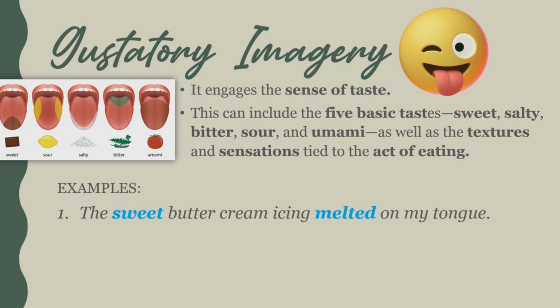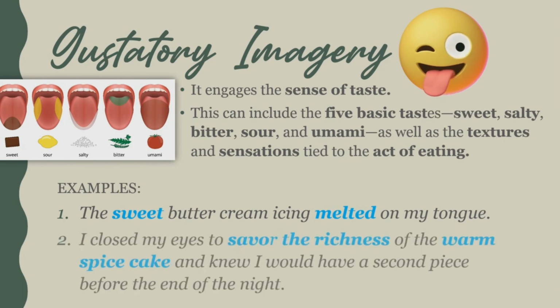Examples. Number 1. The sweet buttercream icing melted on my tongue. In this sentence, sweet describes how the icing tastes, while melted describes the sensation while eating. That is simple, right? How about the next example? I closed my eyes to savor the richness of the warm spice cake, and I knew I would have a second piece before the end of the night. In this sentence, the taste and sensation of eating the cake are described by the words richness and spice, and the word warm also describes the temperature.